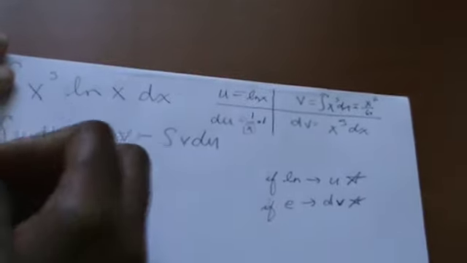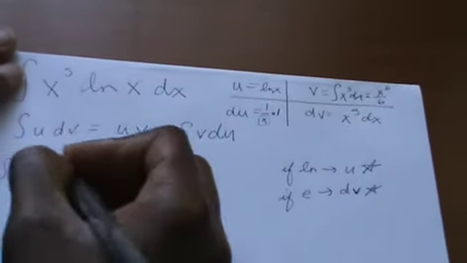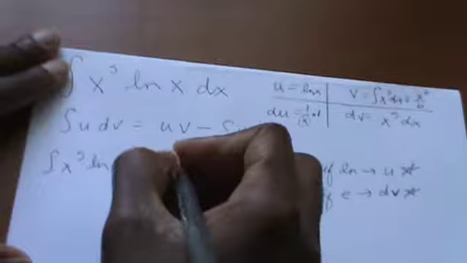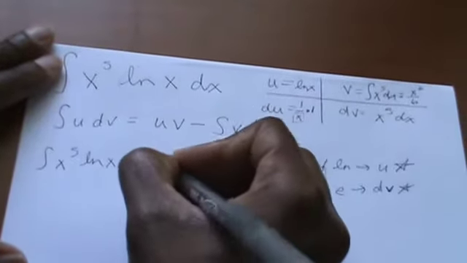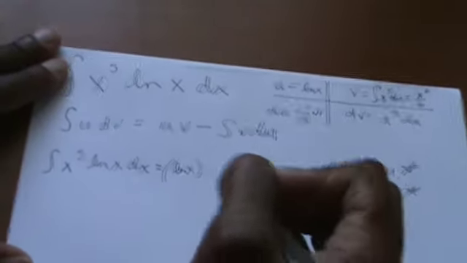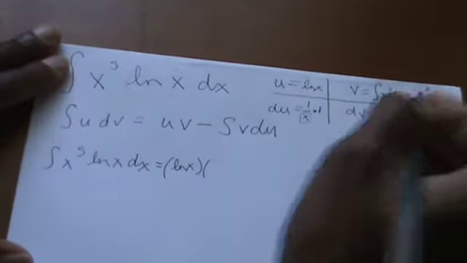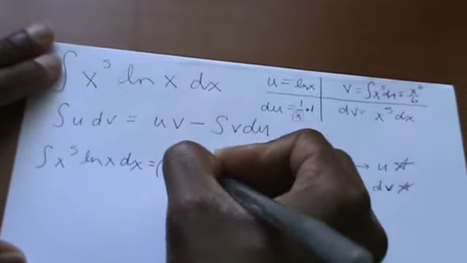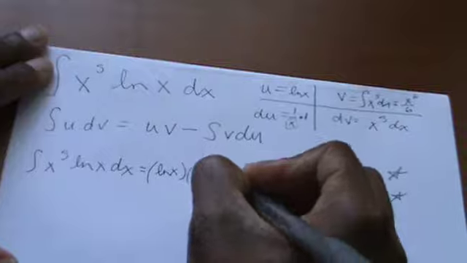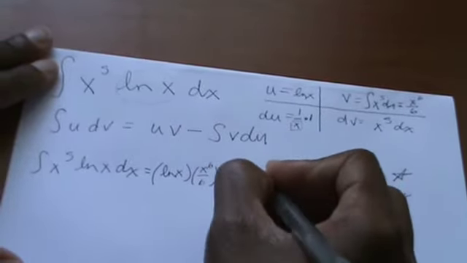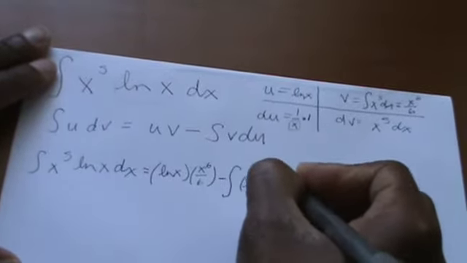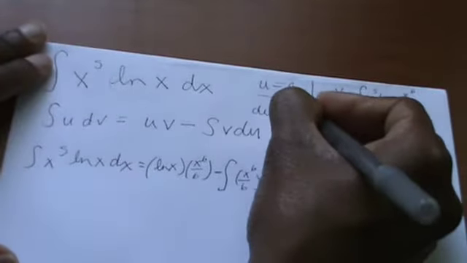Okay, so when we take the antiderivative of x to the fifth natural log of x dx, this should equal, let's see, my u is natural log of x, it's plug and chug, times my v, which is x to the 6 over 6, minus the antiderivative of my v, which is x to the 6 over 6, times my du, which is 1 over x dx. I keep doing that. This should have a dx at the end.